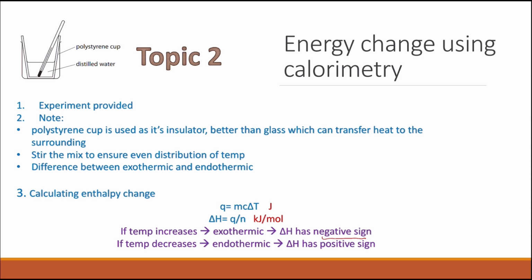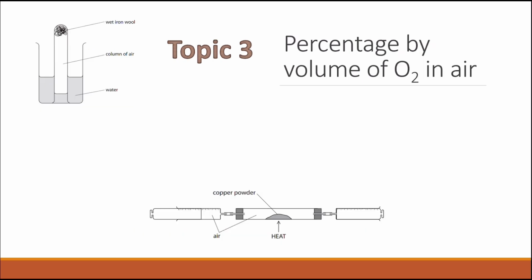And then when you calculate the delta H here, if it's exothermic, if the reaction temperature increased, you have to add a negative sign to have the delta H in the negative sign. Also remember to convert the Q from joule to kilojoule because the delta H is kilojoule per mole. If the temperature decreases though, so it's an endothermic reaction, then the delta H value will have a positive sign. So in this case, you wouldn't add a negative sign when you do your calculation.